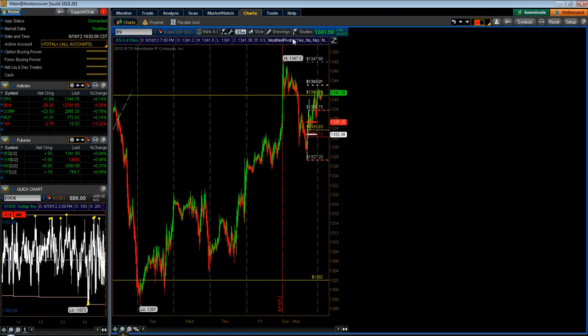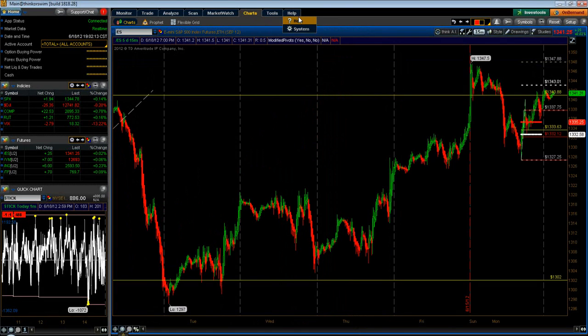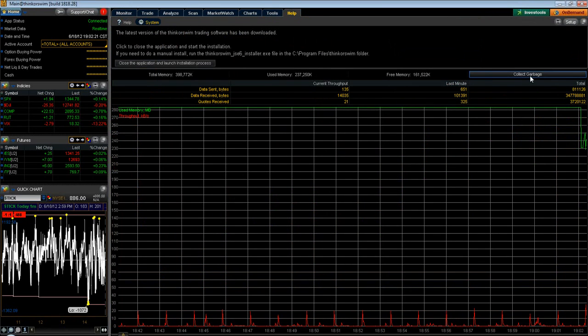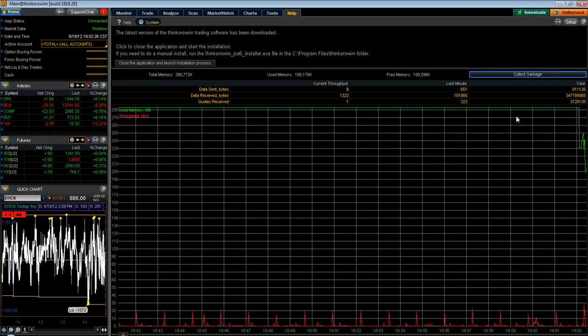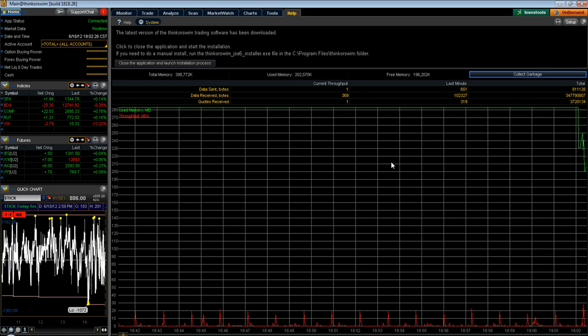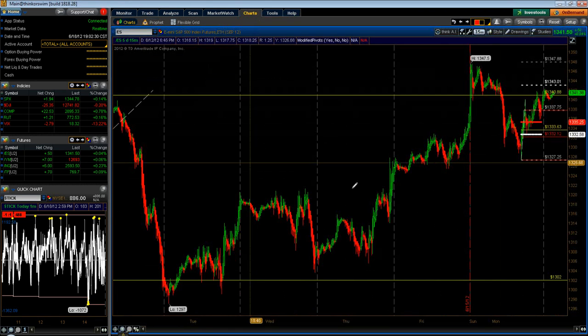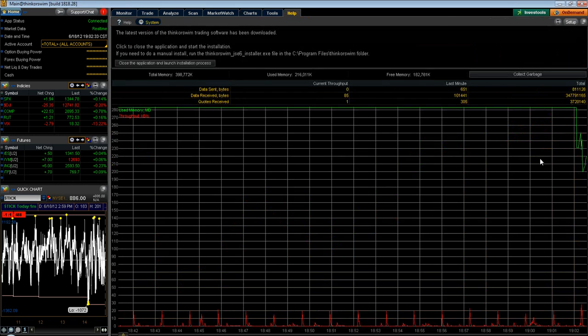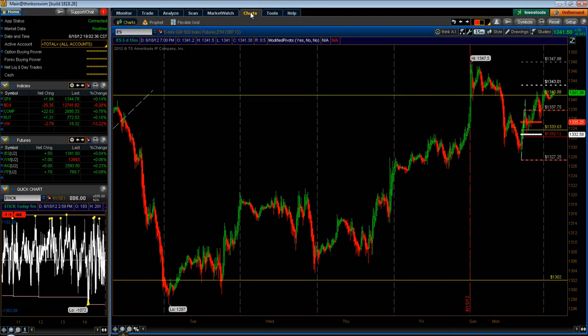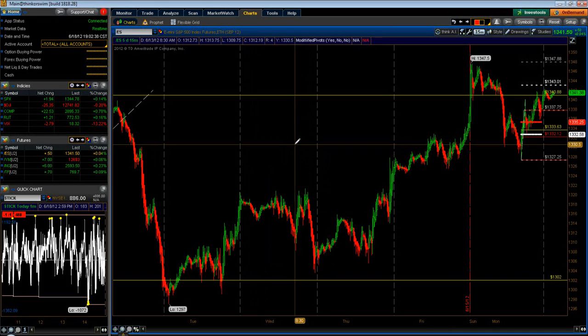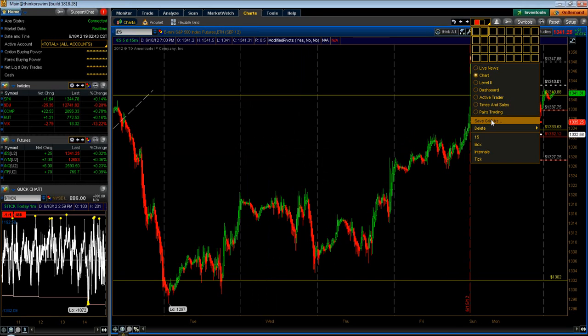If we start with the ES, if my Thinkorswim loads here, okay, one of the things you can do if you ever do have a sluggish Thinkorswim, if you go to the Help tab and hit Collect Garbage, that will typically free up some space on the Thinkorswim platform. If you leave the platform open 24 hours, then it begins to build up and take a lot more CPU capacity. So what you can do is go up here and hit Save Grid.